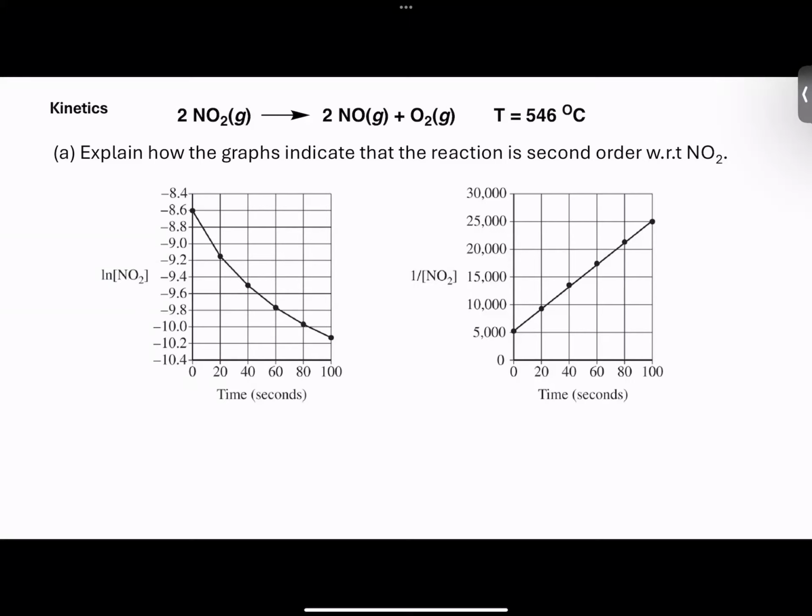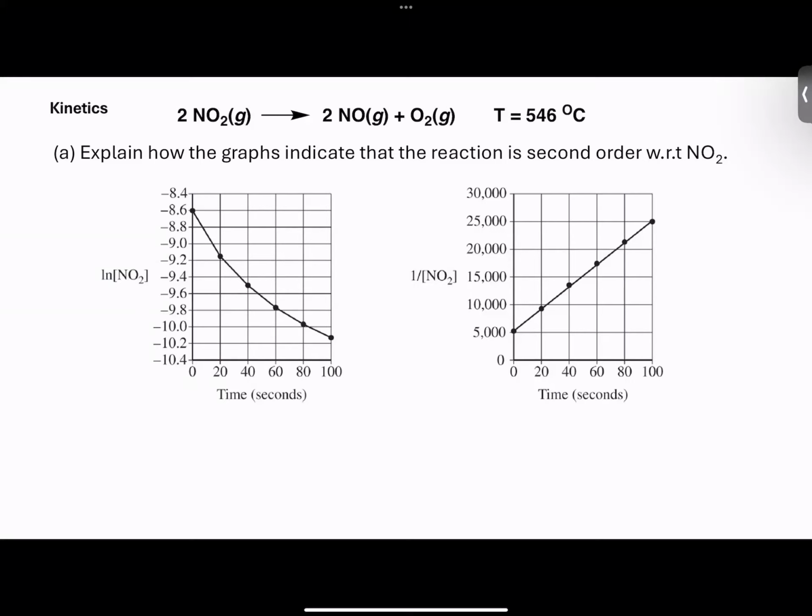For the initial 100 seconds, the concentration of the reactant, nitrogen dioxide gas, was monitored, and it is translated into a logarithmic scale and an inverse scale versus time. Two graphs are shown right there, and it is asking us to interpret them. The rate was determined as second order with respect to nitrogen dioxide. Explain how the graphs indicate the reaction is second order with respect to nitrogen dioxide.